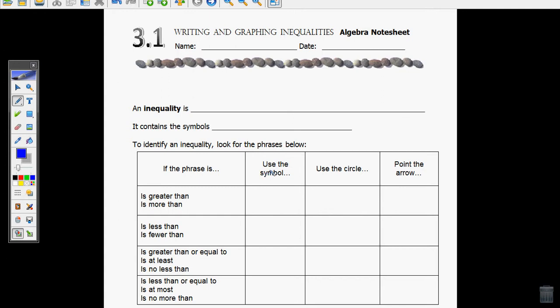Alrighty, who's ready for some chapter 3 kind of fun? Here we go. 3.1, Writing and Graphing Inequalities.